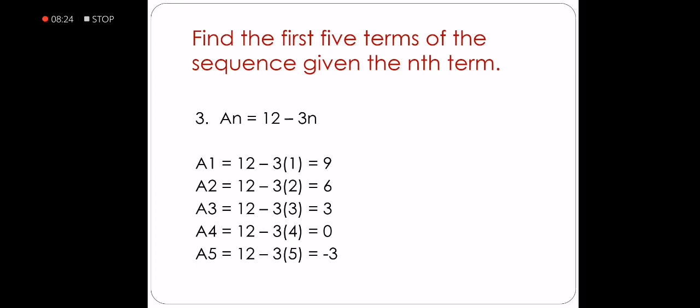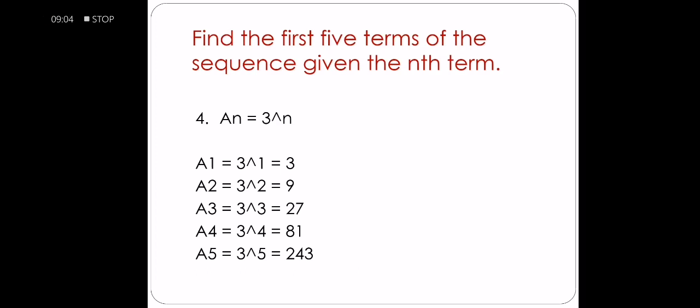Papalitan lang ulit natin siya based kung ano yung term na hinahanap. So, the first one is a sub 1 equals 12 minus 3 times 1 equals 9. A sub 2 equals 12 minus 3 times 2 equals 6. A sub 3 equals 12 minus 3 times 3 equals 3. A sub 4 equals 12 minus 3 times 4 equals 0. A sub 5 equals 12 minus 3 times 5 equals negative 3. So, yung first 5 terms ng ating item number 3 ay 9, 6, 3, 0, and negative 3.